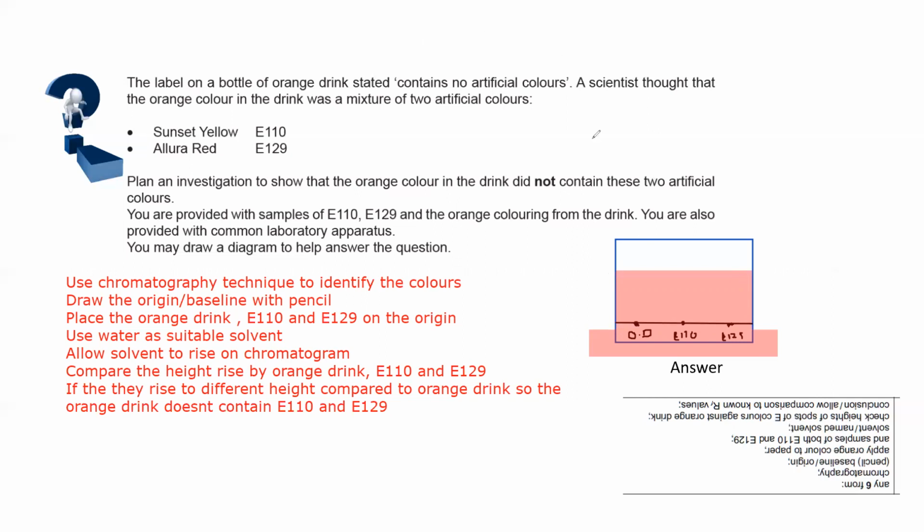For example, this is the spot of the orange drink. But the spot for E110, which is sunset yellow, was here. And the spot for Allura red is at this position. So we can see that the spot of the orange drink does not match with E110 or E129. So it means it does not contain these artificial colors.